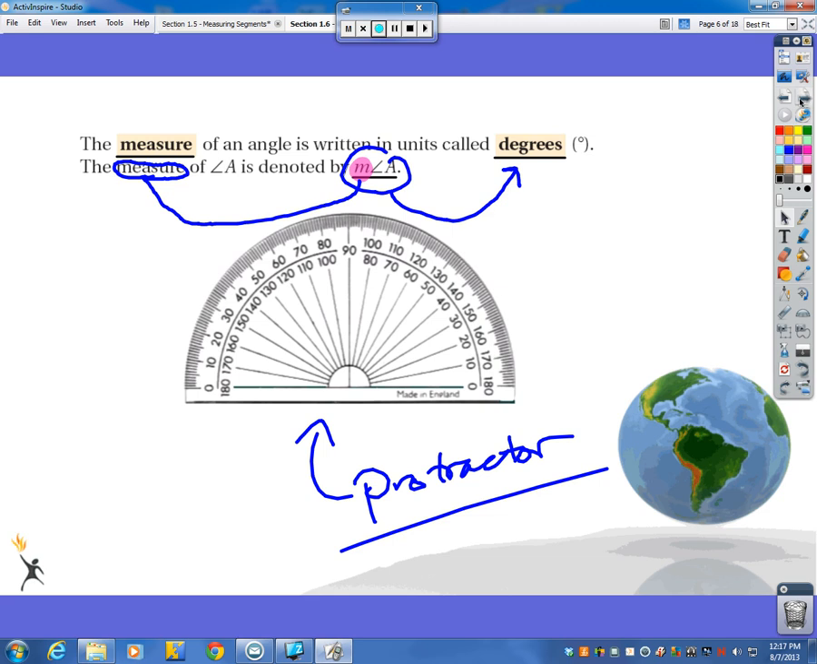Okay. So again, if you see that m, that just means that you're going to be talking about a specific value. We might say the measure of angle A equals 100 degrees. So that specific number implies we need to see that m in there. They will go hand in hand.